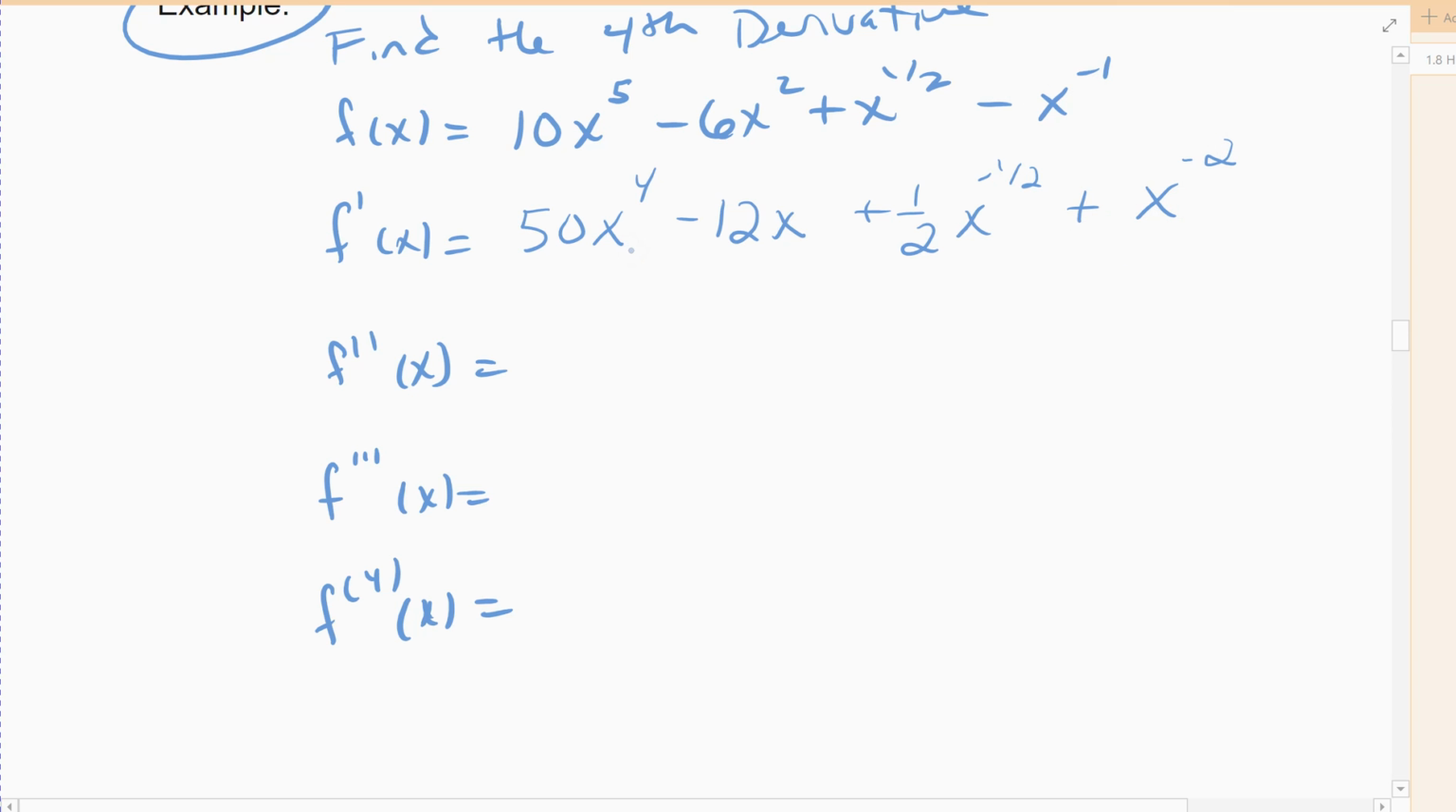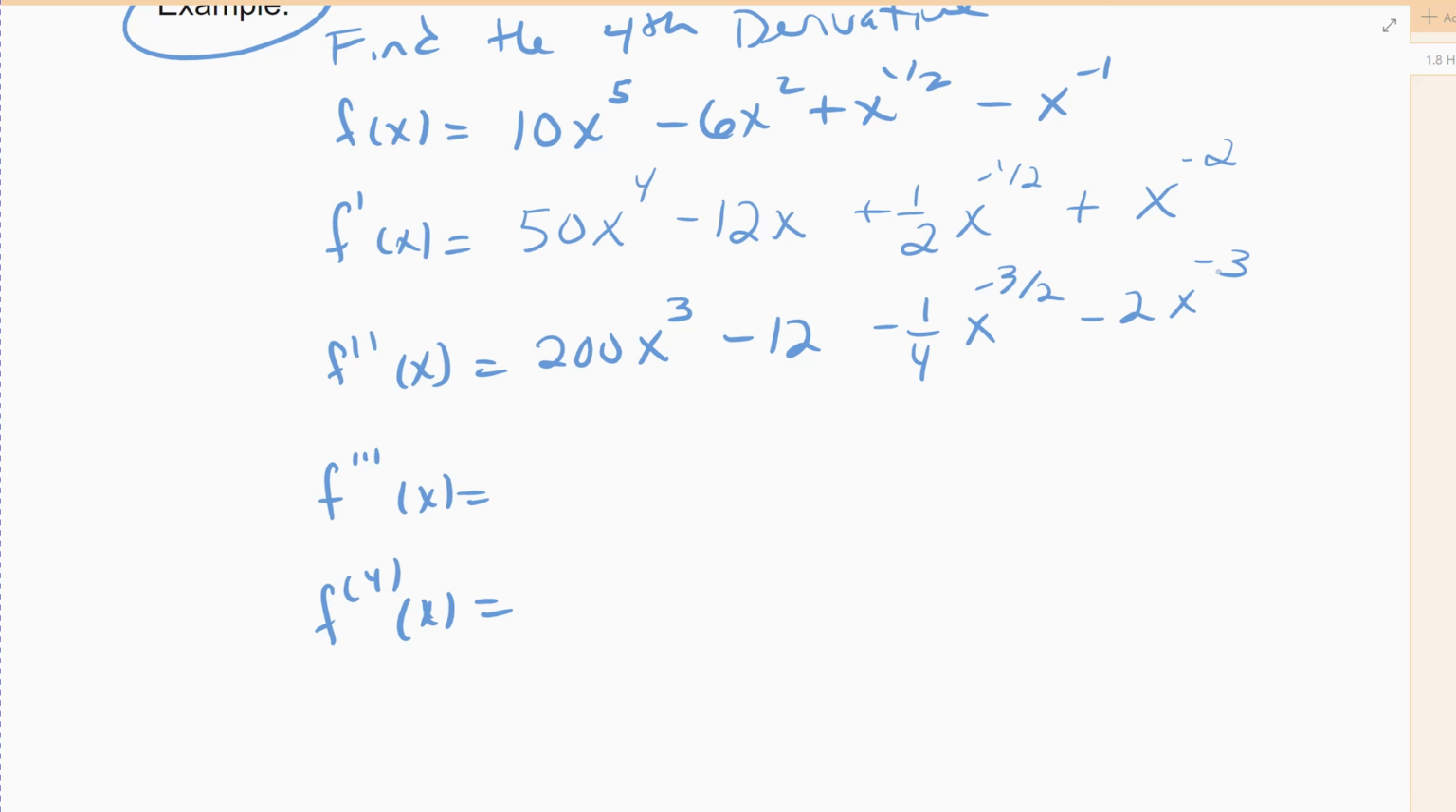Now my second derivative, so again, do the same process. 4 times 50 is going to give me 200, x cubed. This is just negative 12. Here I'm going to get negative 1/2 times positive 1/2, so negative 1/4, x raised to the negative 3/2. Here I'm going to get a negative 2, x raised to the negative third. There's my second derivative. So I'm changing my function with respect to x twice, which would be my acceleration.